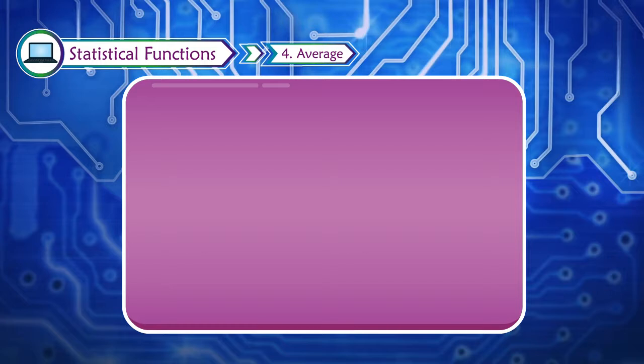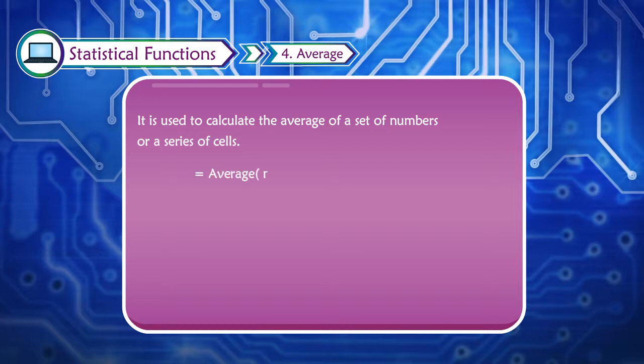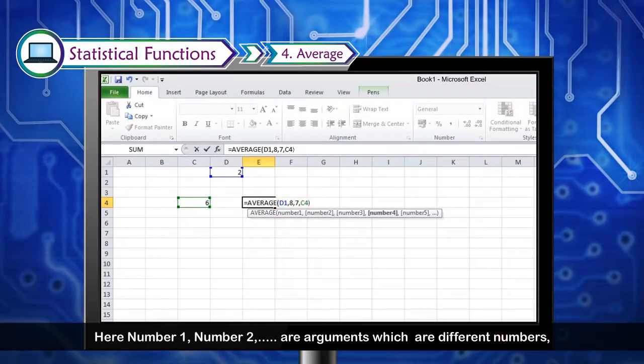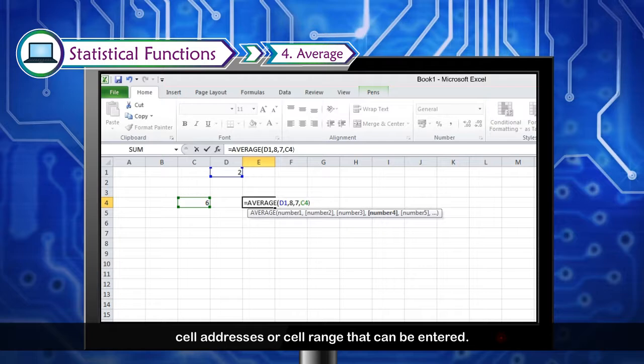4. Average. It is used to calculate the average of a set of numbers or a series of cells. =AVERAGE(number 1, number 2, and so on). Here, number 1, number 2 are arguments which are different numbers, cell addresses, or cell ranges that can be entered.